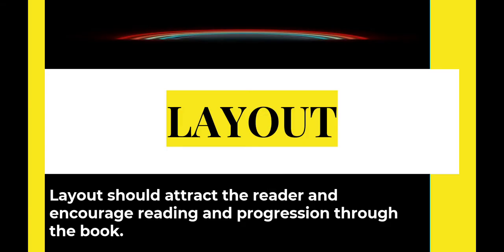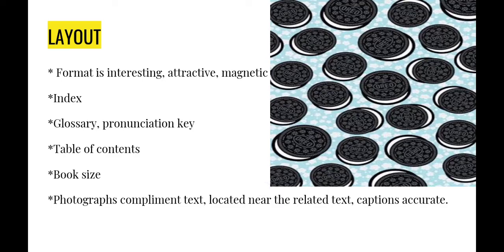First we got layout. Layout should attract the reader and encourage reading and progression through the book. The format is interesting, attractive, magnetic. Next is index. The third one is glossary, with a pronunciation key. Also have a table of contents. The book size. Photographs complement text located near the related text. Captions accurate.